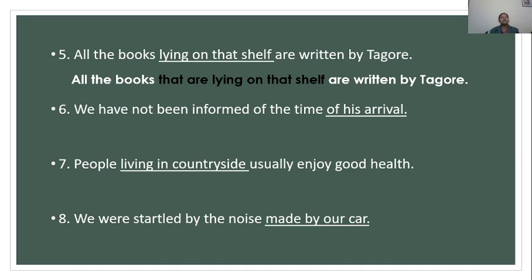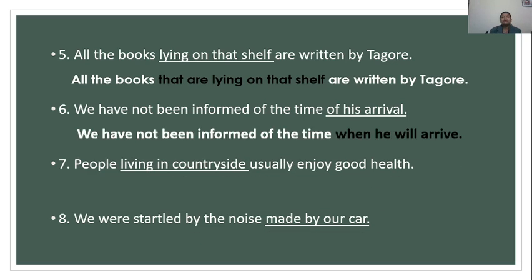Now we have not been informed of the time of his arrival. Of his arrival means when he is arriving, right? Of his arrival, of his departure means when he is going to take his departure. So what will it be? We have not been informed of the time when he will arrive.